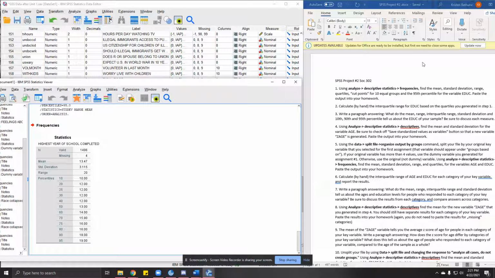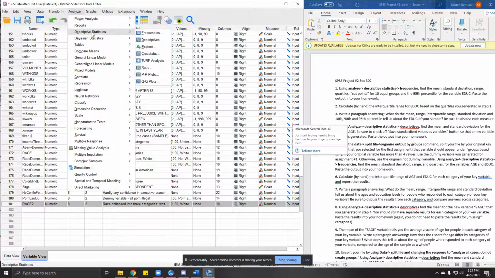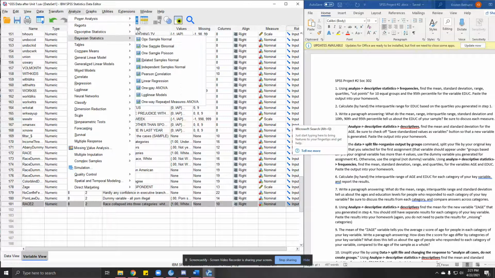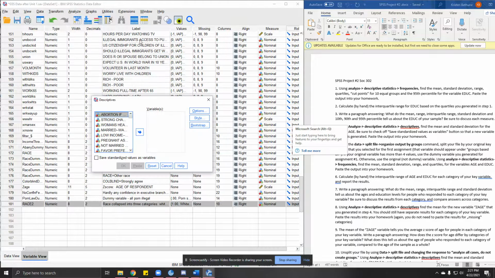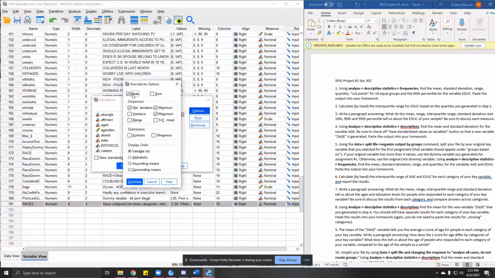Interpret this. So the next step we're going to do is Analyze, then Descriptive Statistics, and then Descriptives, to find the mean and standard deviation for age. So again, I'm going to right click to display variable names because I like to look at things that way. I'm going to bring it over. I'm going to look at my options to make sure I have my mean and my standard deviation checked off.